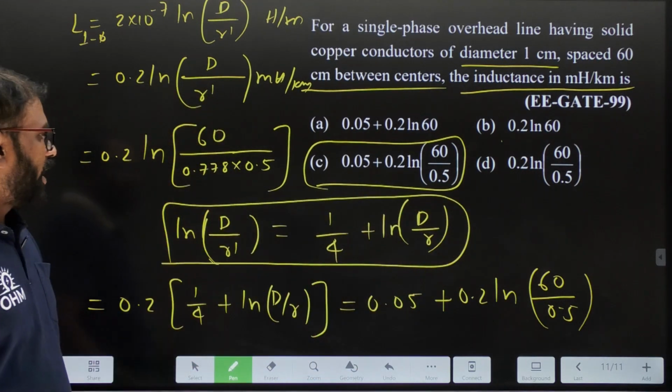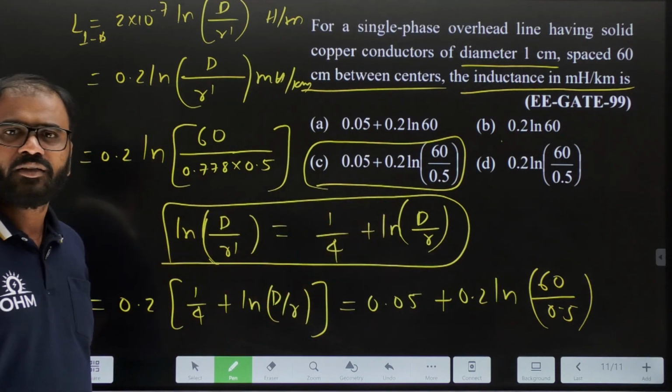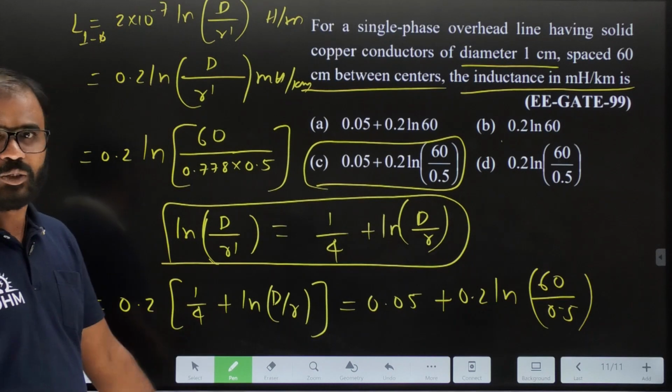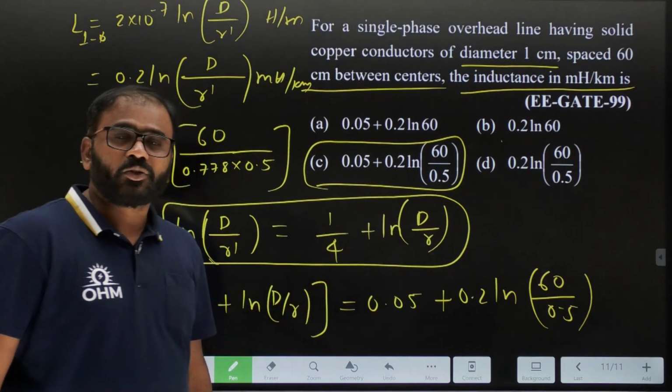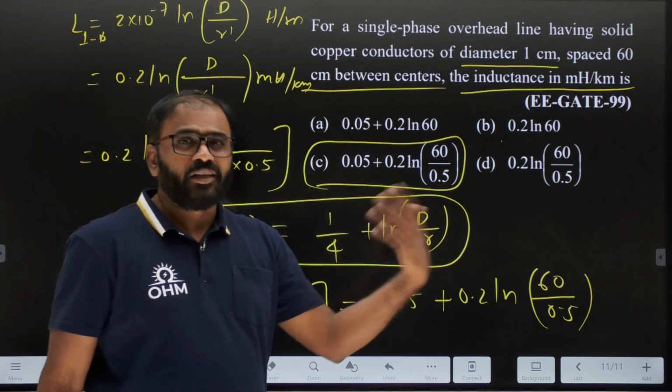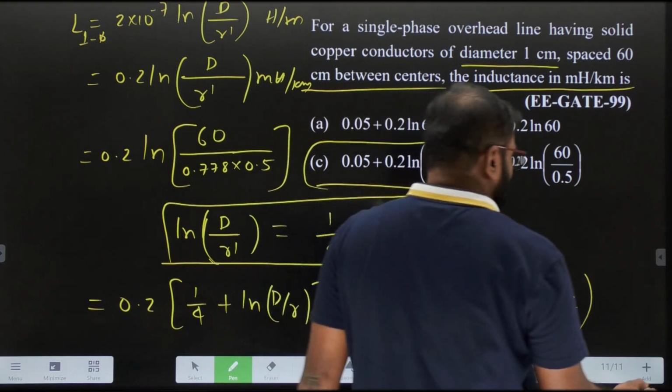It's very, very important. ln D by r dash I can replace with 1 by 4 plus ln D by r. This is just for simplification. We can do that. Okay? Clear? And this is very important when you are solving a question without a calculator. So we'll move on to the next question now.